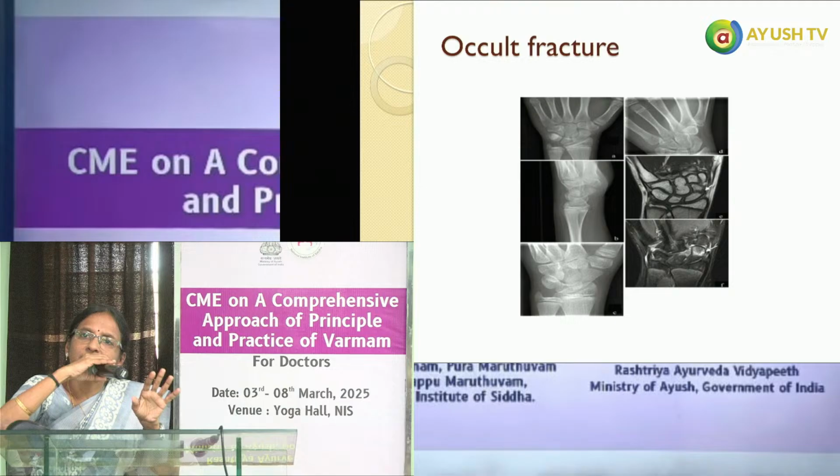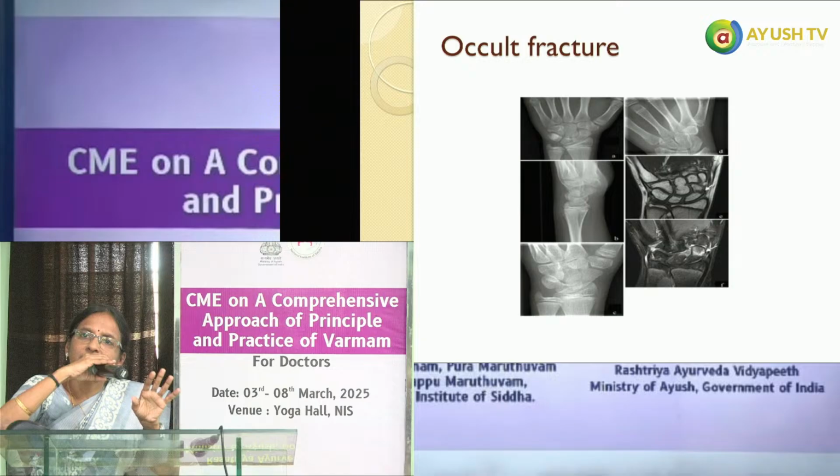The second one on top is a PA view with ulnar deviation, a special view to see the scaphoid. Compared to the normal view, scaphoid bone fractures show up in the ulnar deviation position. Even then it was not picked up. So finally an MRI scan was done. In the MRI scan, the arrow in the last picture points to the intensity change in the scaphoid bone. So there is bone edema in the scaphoid.